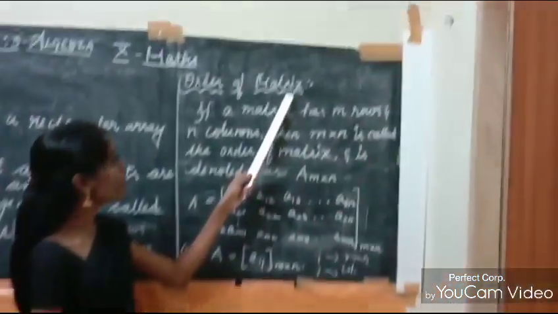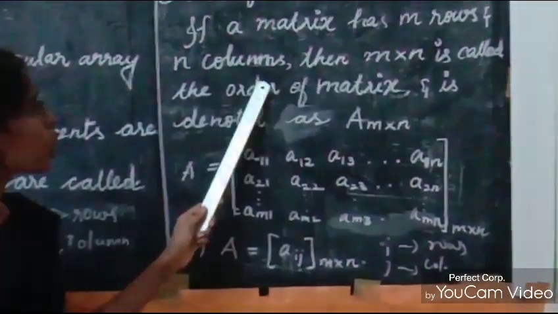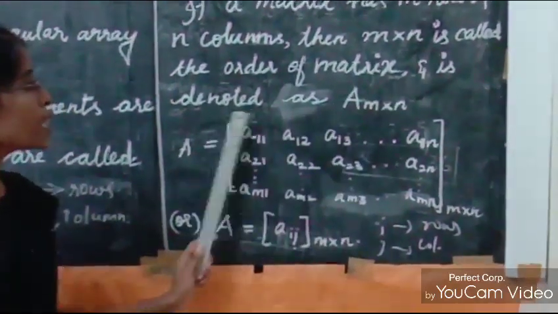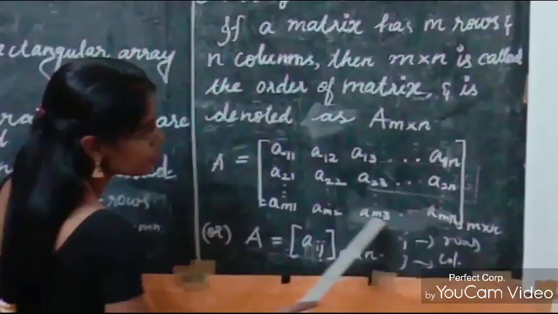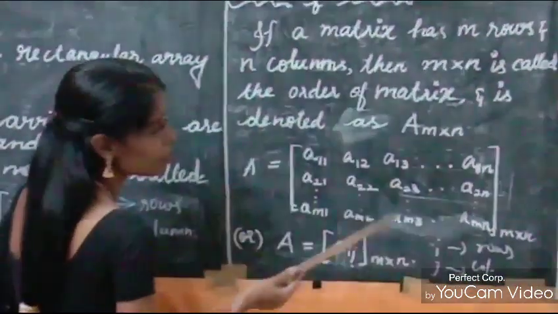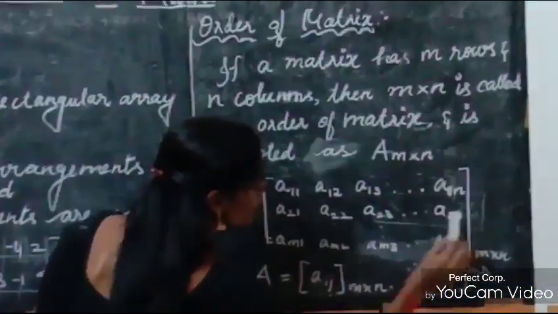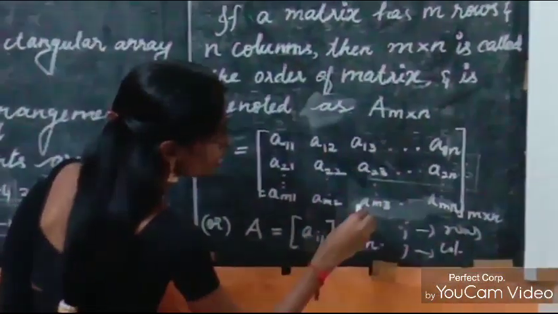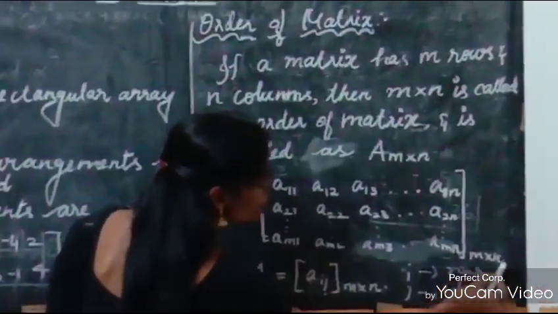See, the order of a matrix. If a matrix has m rows and n columns, then m cross n is called the order of the matrix and is denoted as A m cross n. These are all the elements. Elements are always represented by small letters. The first row, second row, mth row. First column, second column, third column, nth column. The order of the matrix is m cross n.